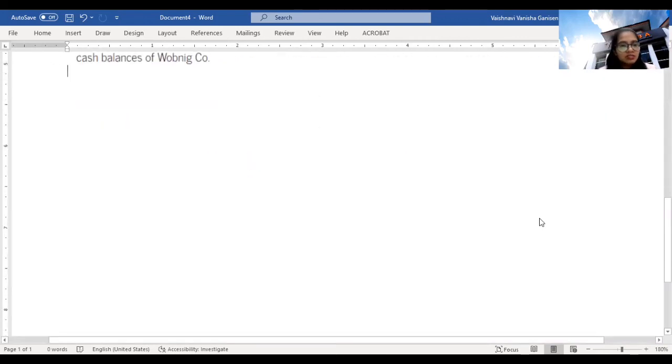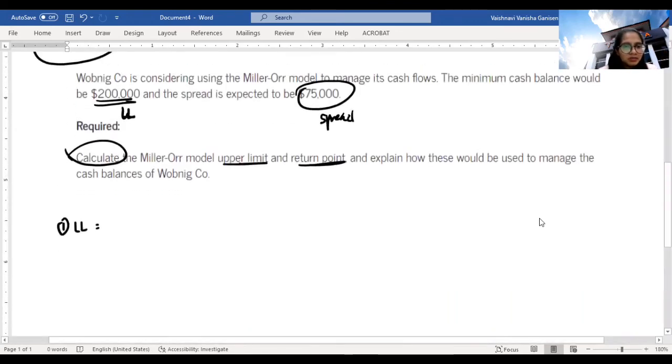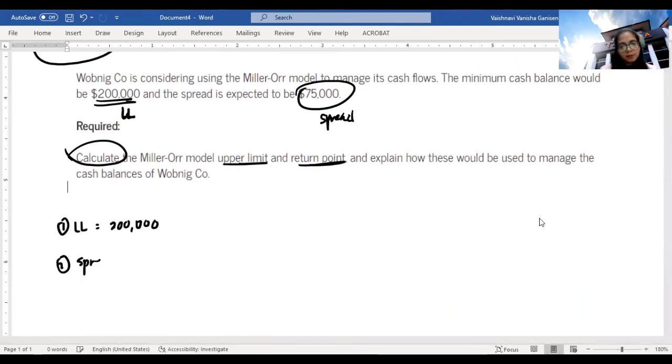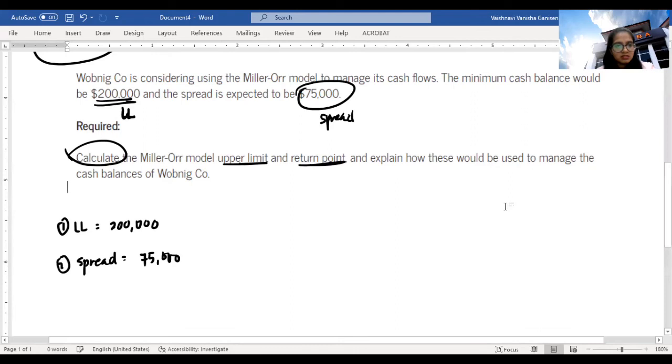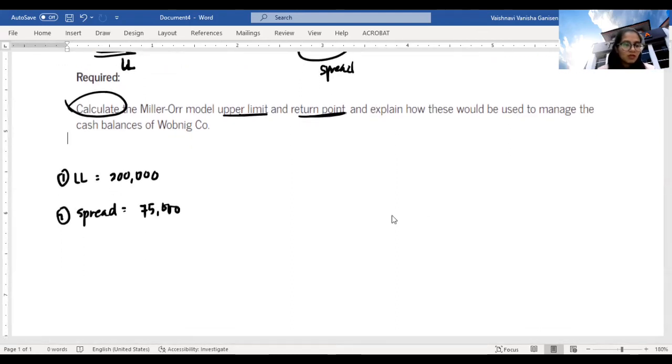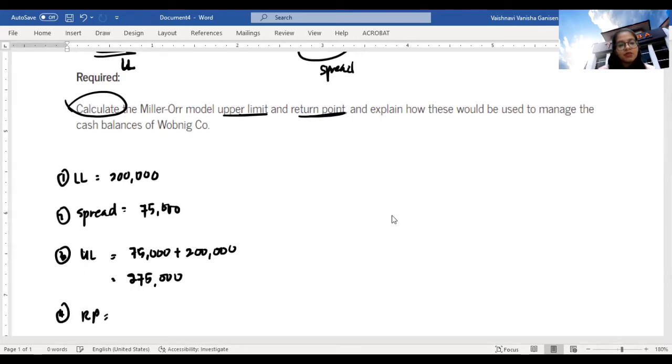So if I want to calculate return point, no matter what happens, I'm going to use 4 steps. Number 1, lower limit 200,000. Number 2, spread. You're so lucky that in this question, your examiner gave you the spread. Number 3, upper limit. Upper limit is 75,000 plus 200,000. So you have 275,000. And finally, number 4, return point.